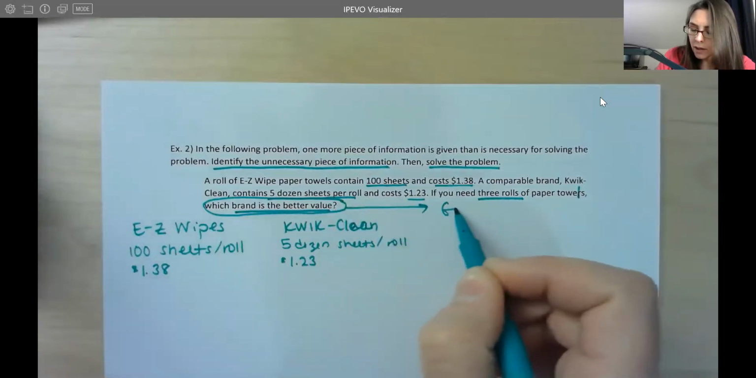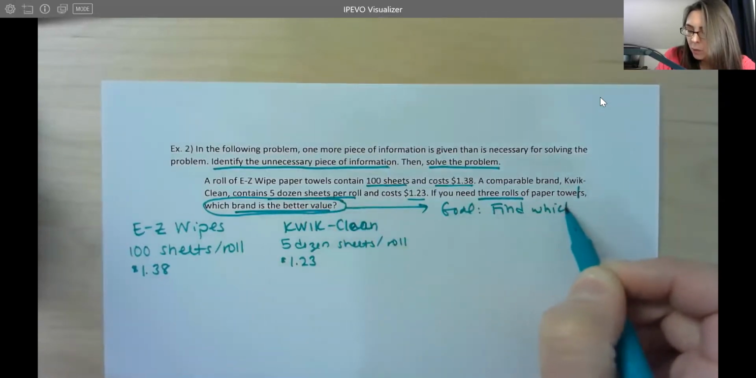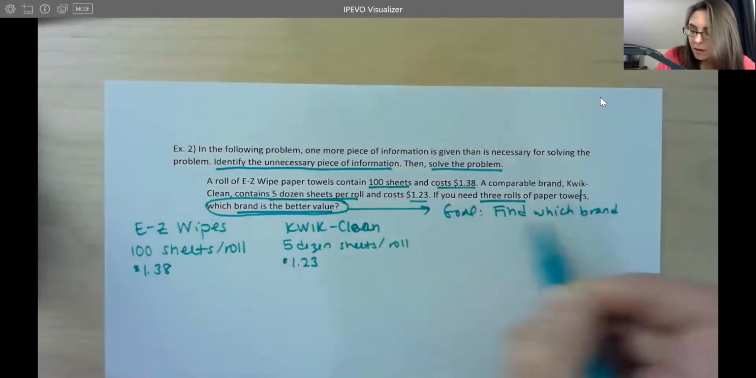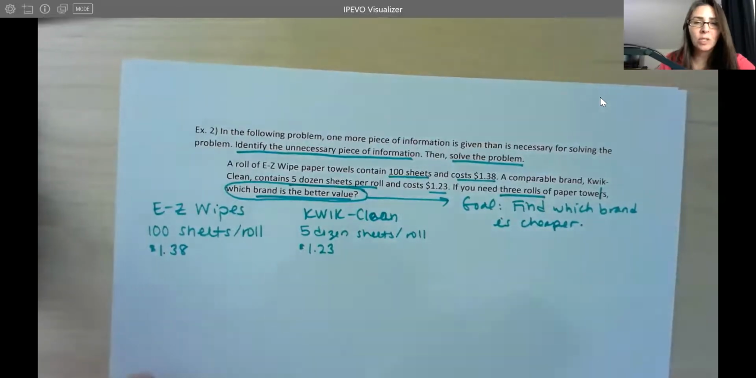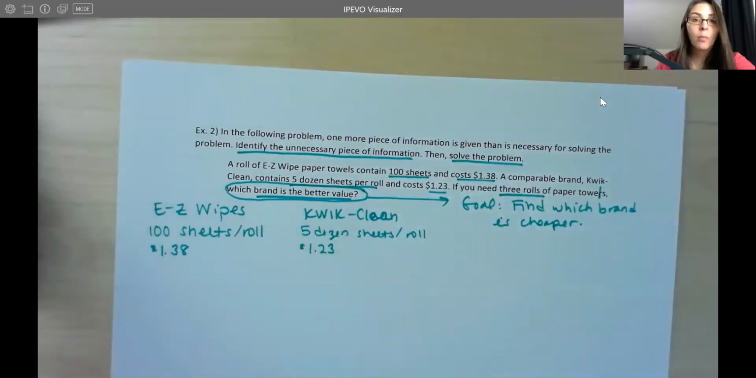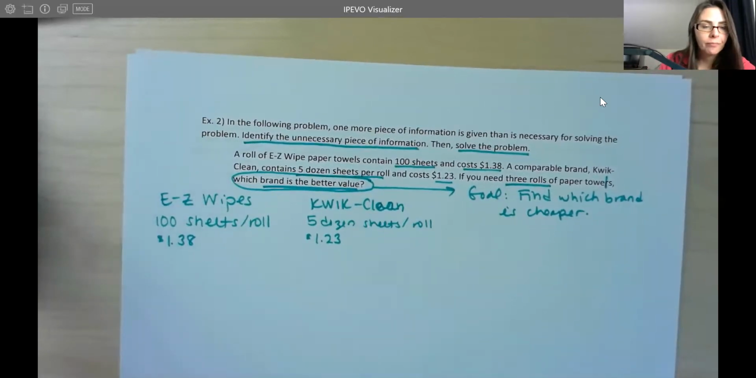So our goal here is to find which brand is cheaper, right? So if we want to find the better value, we're actually asking, well, which one's cheaper? What's going to be more bang for our buck, so to say, right? So we get more for our dollar. So we need to figure that out.